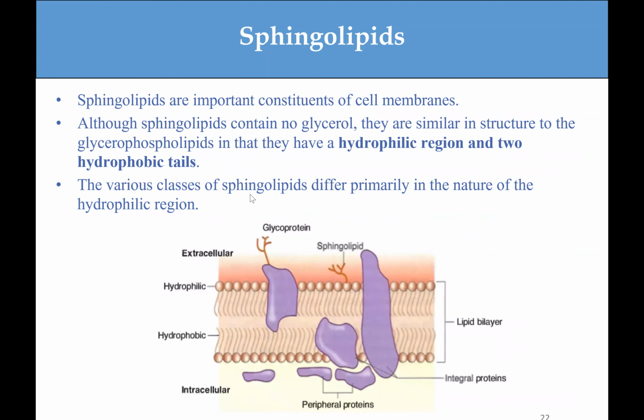Sphingolipids are also important in the cell membrane. And again, like the glycerophospholipids, they have a hydrophilic part and two hydrophobic tails.